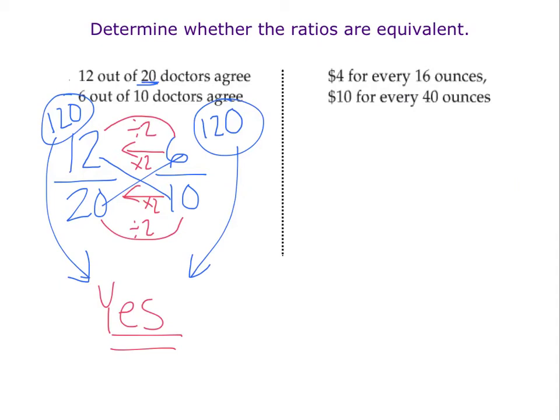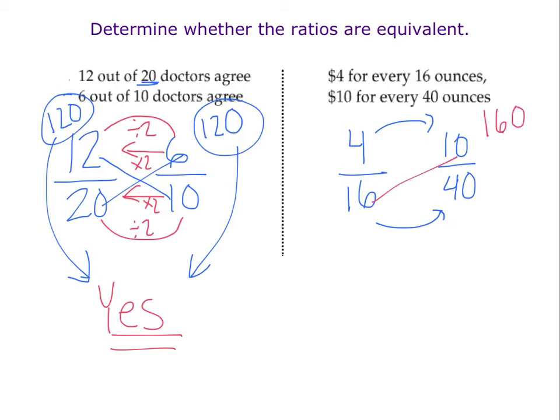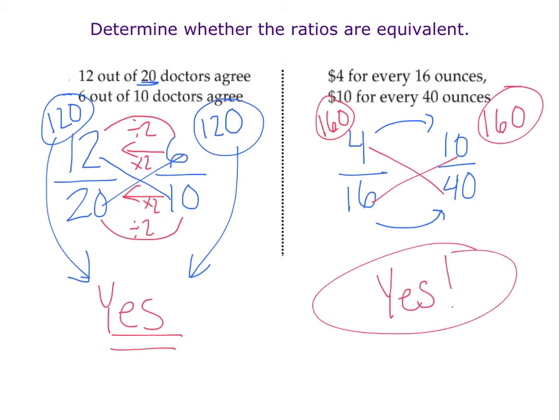Let's try it for this one. So it says $4 for every 16 ounces, or $10 for every 40 ounces. So I would look at this one and say, this is a lot harder for me to just say, did I multiply by the same thing? It's really difficult to tell. So instead, I'm going to multiply this way and say, 16 times 10 is 160. 40 times 4 is 160. Those are the same number. Since I got the same number, then yes, they are equivalent. I don't have an example of when they're not, but basically it's going to be when these numbers end up being different when you multiply.